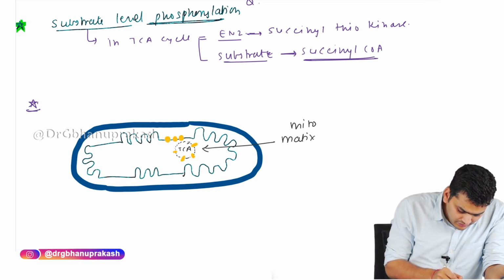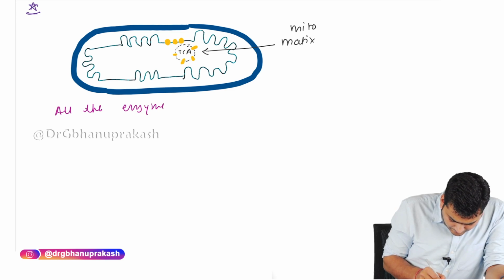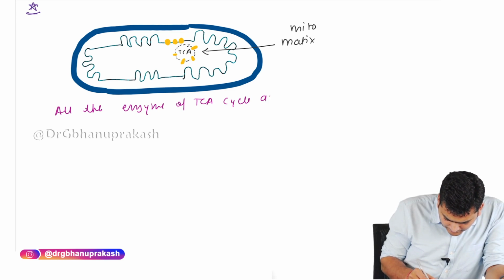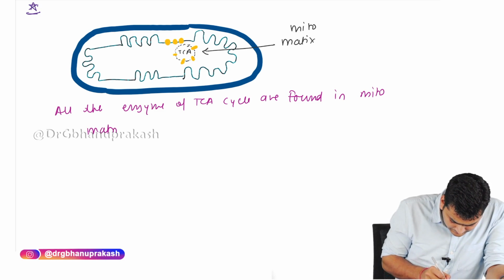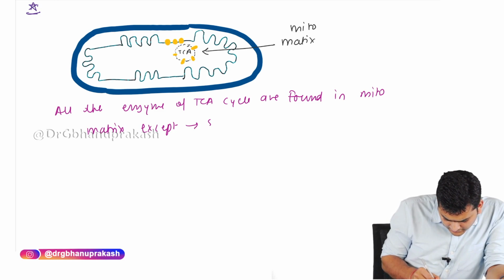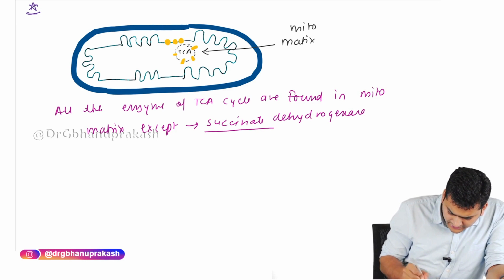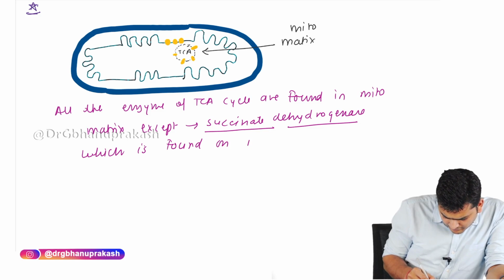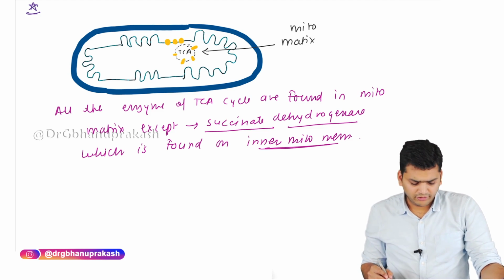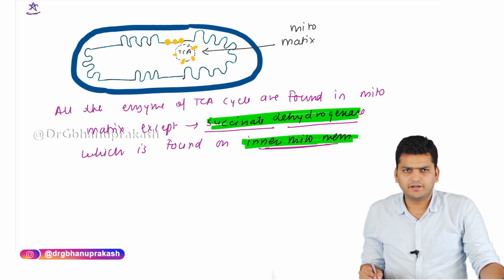So let's write down this point that all the enzymes of TCA cycle are found in mitochondrial matrix except succinate dehydrogenase, which is found on the inner mitochondrial membrane. Rest all are found in the mitochondrial matrix. The only enzyme of the Krebs cycle found on the inner mitochondrial membrane is succinate dehydrogenase.